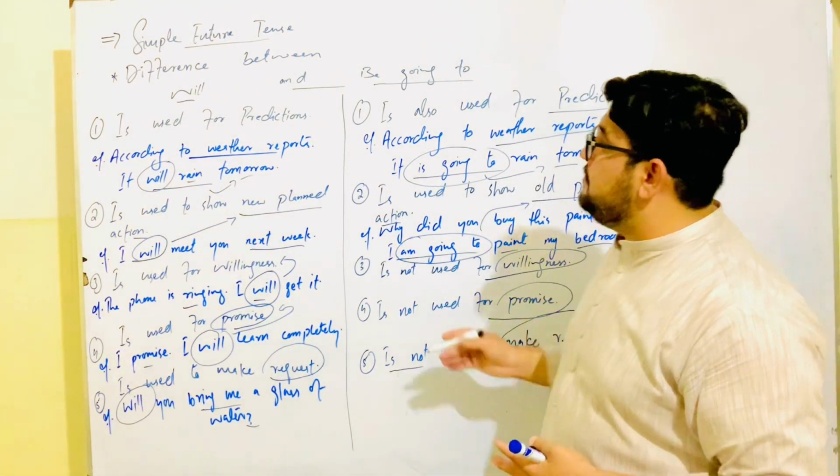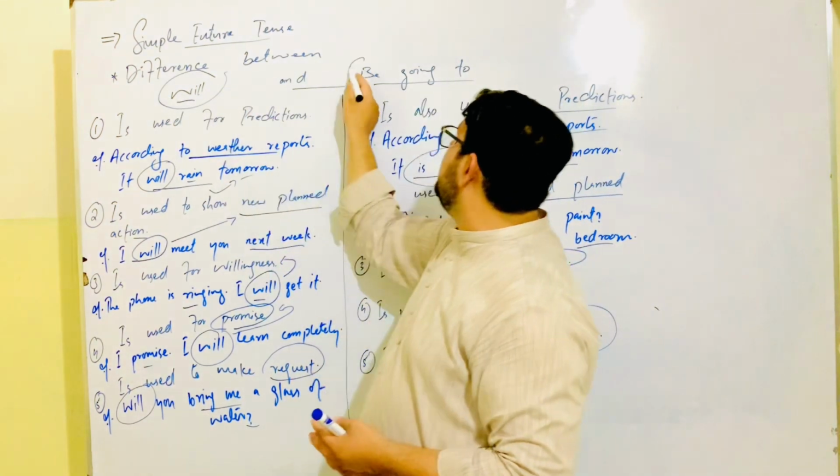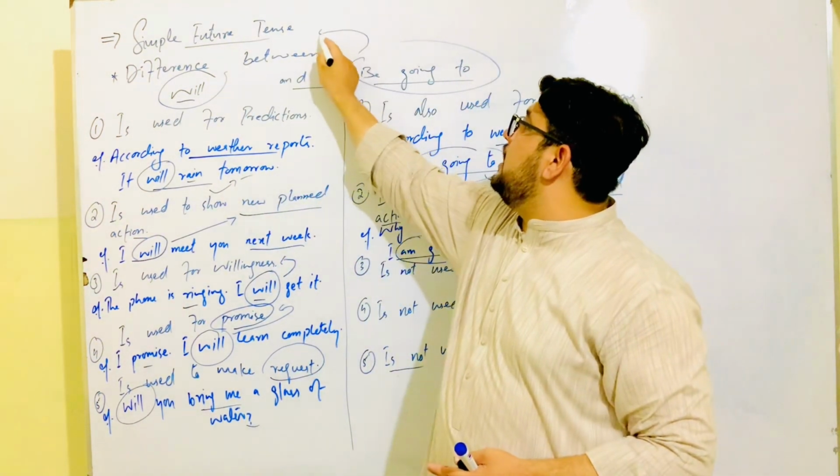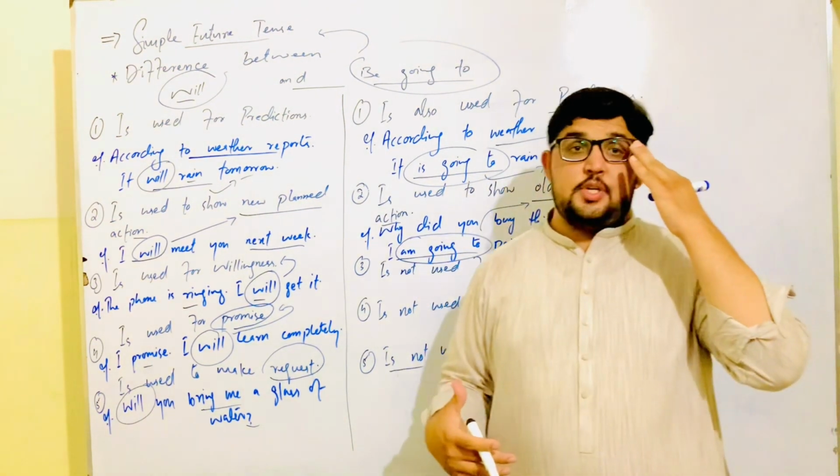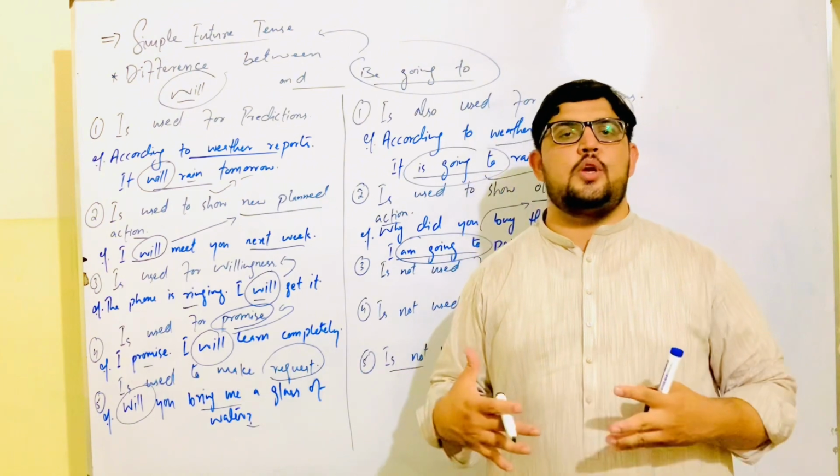These are the differences between will and be going to in English grammar and specifically in simple future tense. So this is all about simple future tense and the difference between will and be going to.